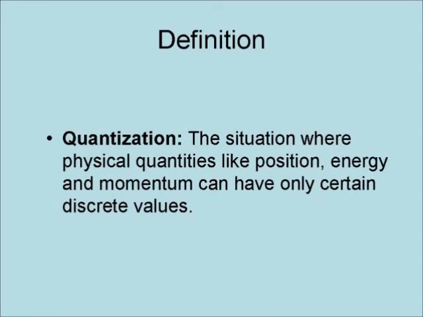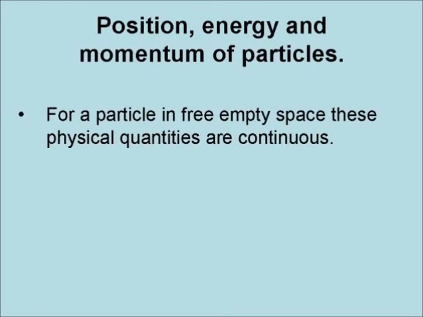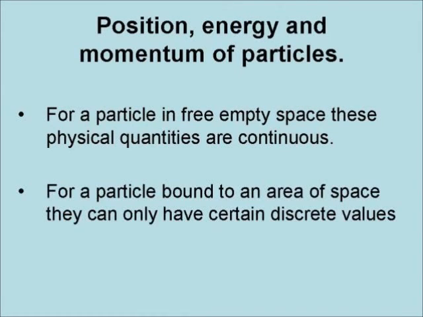Quantization is the situation where physical quantities like position, energy, and momentum can only have certain discrete values. For a particle in free space, these physical quantities are continuous. But for a particle bound to an area of space, they can only have certain discrete values.